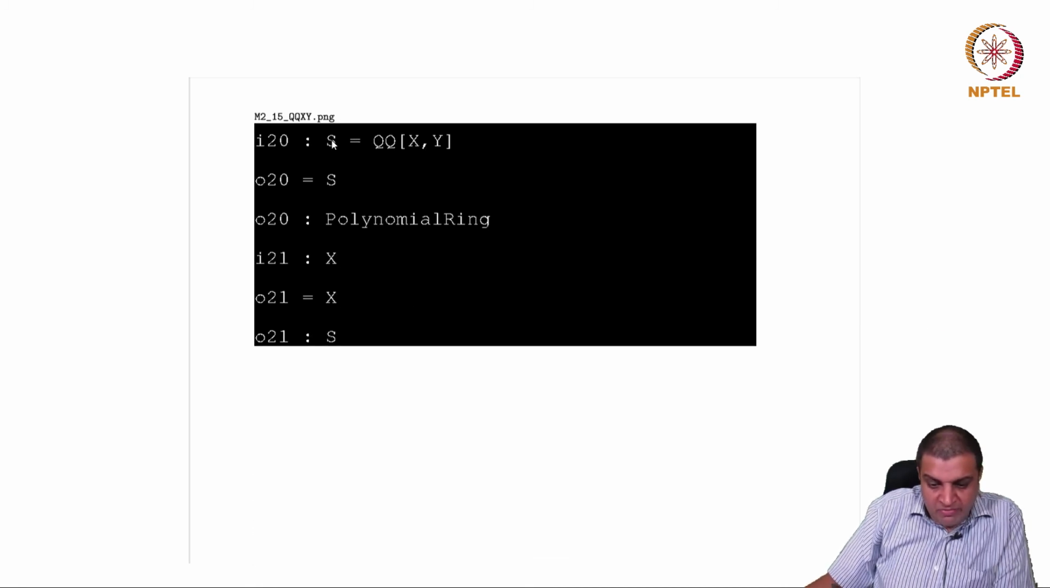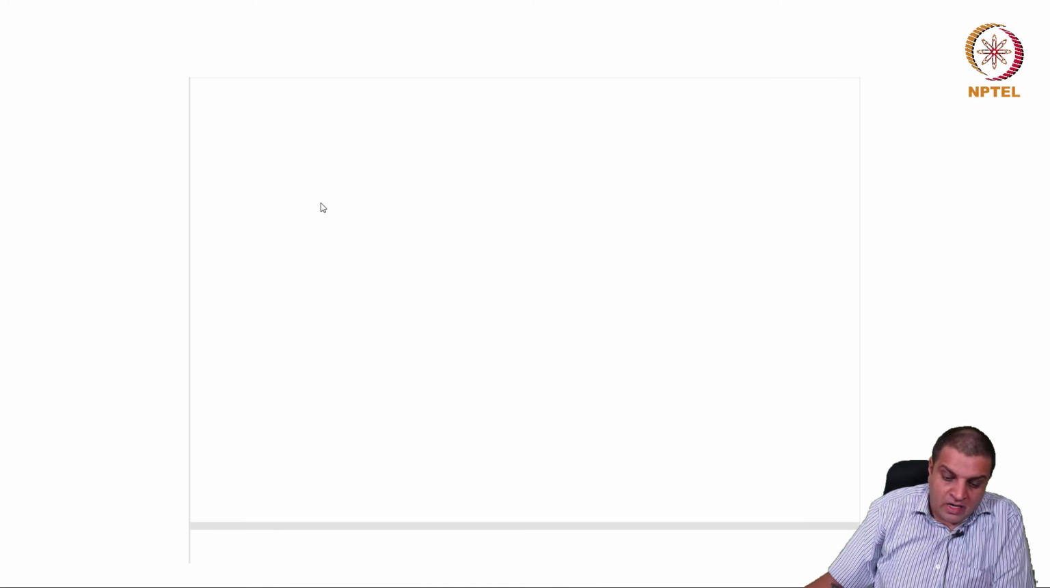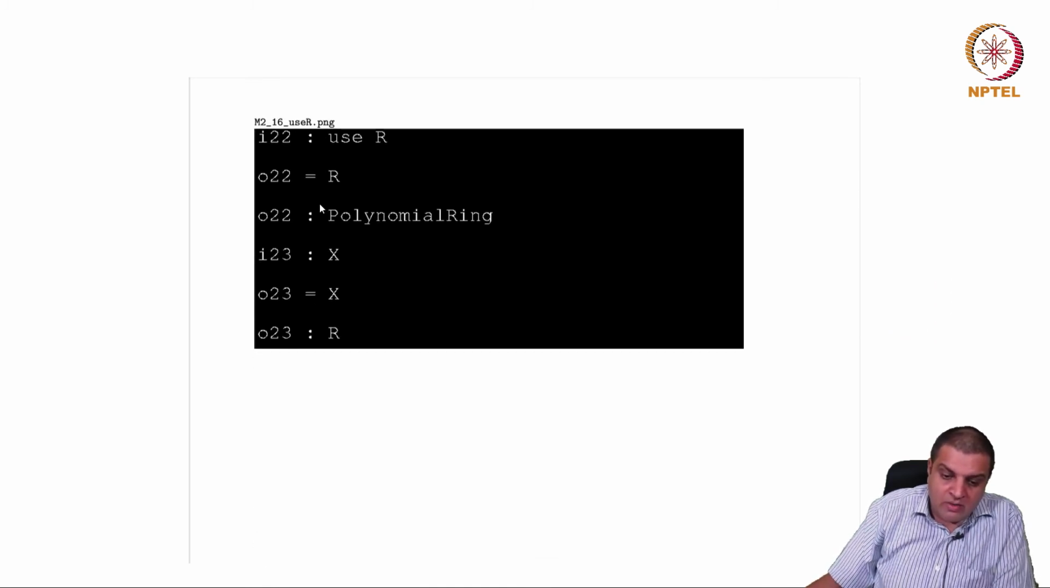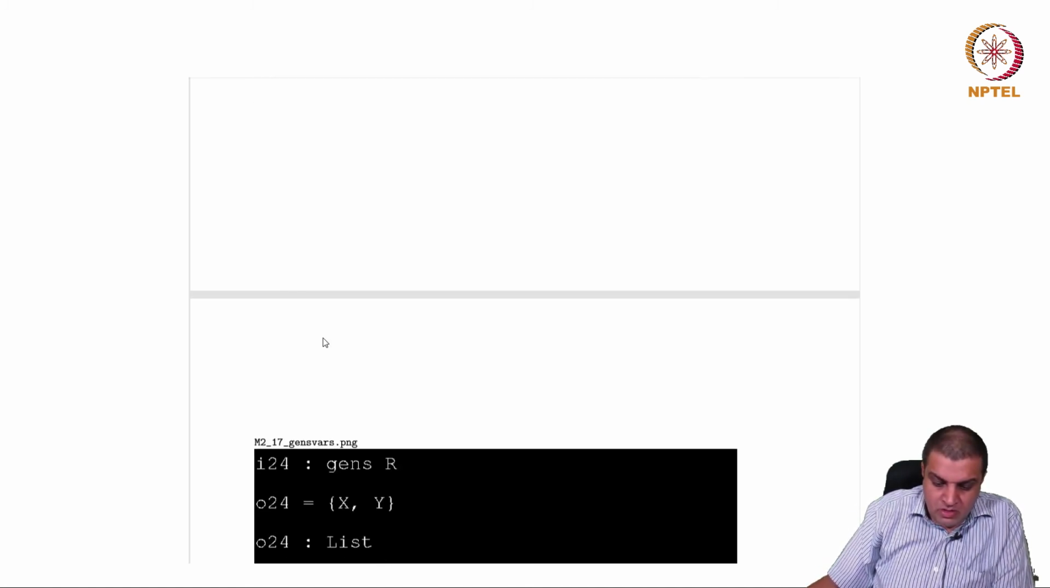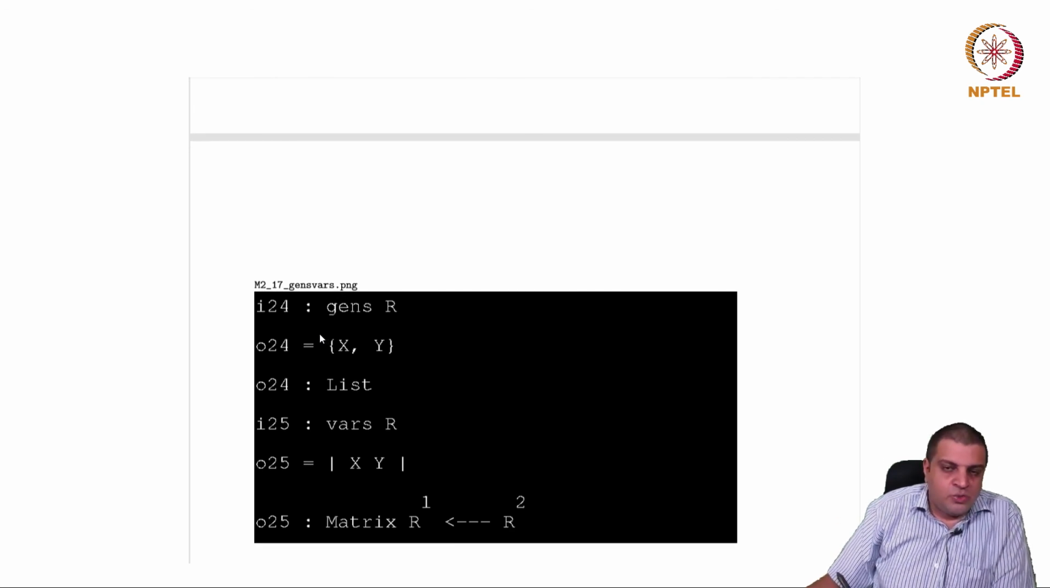I now define a different ring, same variables x and y, but coefficients are from the rationals. Again, it's a polynomial ring. And now I ask what x is. It says x is now in S. It has forgotten the R. How do I go back to R? I type use R. Now it's gone back to R. Now if I ask what x is, it will interpret x as an element of R. So these are some issues that one has to worry about when one writes code. Otherwise, some unexpected results may come.